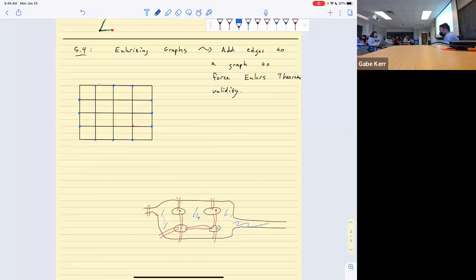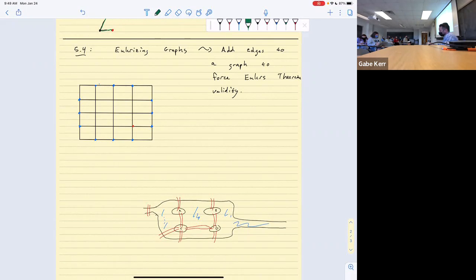So what we need to do is force this graph to be an Euler graph, which means it satisfies the conditions for Euler's theorem. To do that, we just add some edges, and we only add them to the problem vertices, the blue ones in this case. You may not just be able to accomplish this by adding edges between two blue vertices. You may actually have to take paths between two blue vertices as well. So let's see what I mean here.